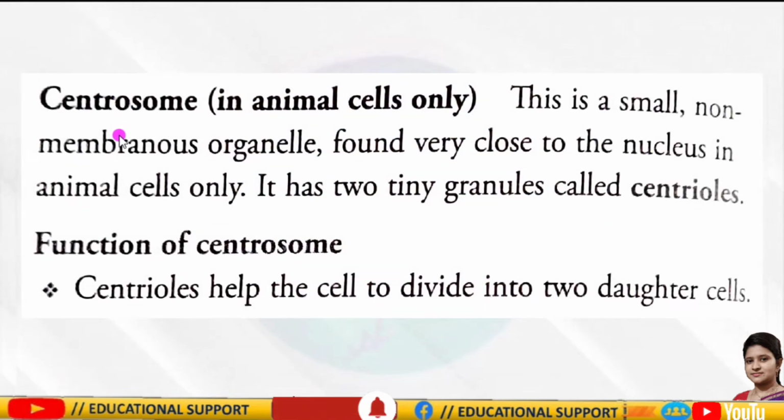So first is the centrosome. Centrosome is basically found in animal cells. This is a small non-membranous organelle found very close to the nucleus in animal cells only. You have to remember that centrosome is found in animal cells only. And centrosome has two tiny granules called the centrioles. This line is very important.